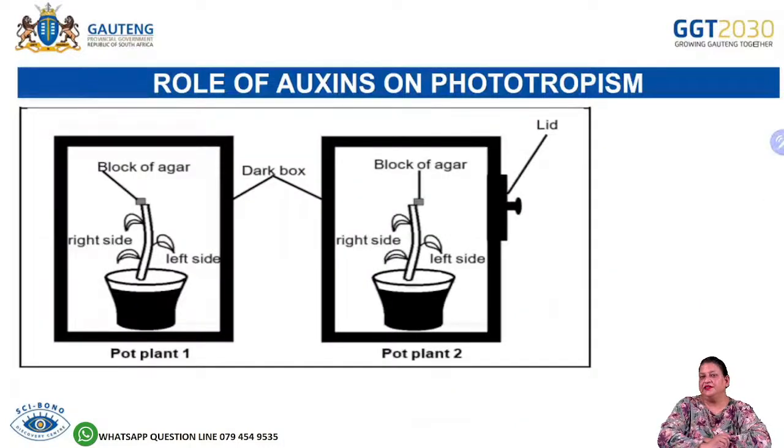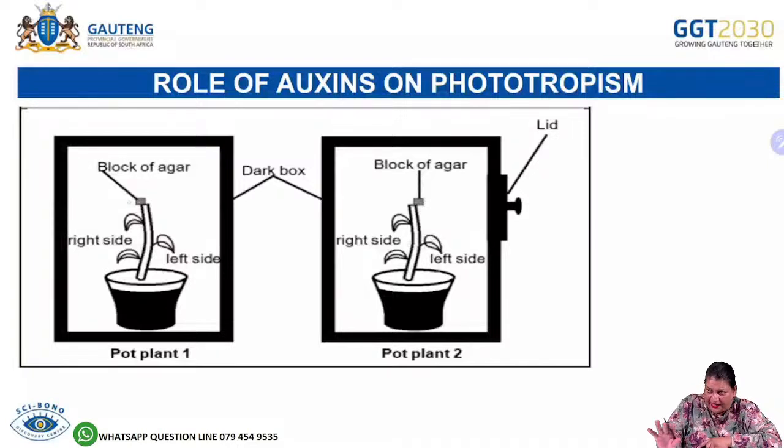Here is the actual experiment. Here's pot plant 1, pot plant 2. The cut tips were removed and placed on agar, auxins diffused into the agar, and then how was it different? They put the block of agar here on the right hand side of this cut tip. They put this agar block on the left hand side of the cut tip. Right. Now let us analyze what's going to happen here.